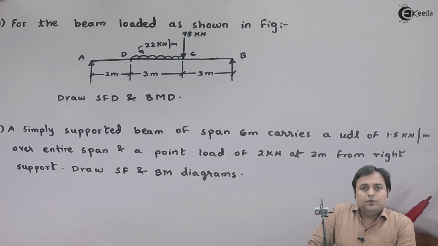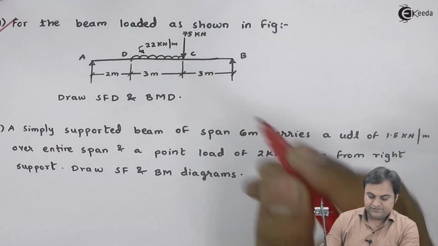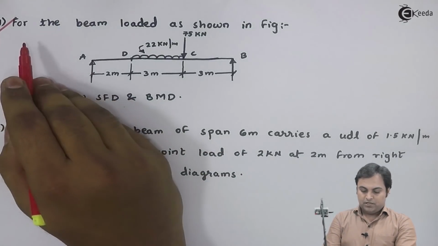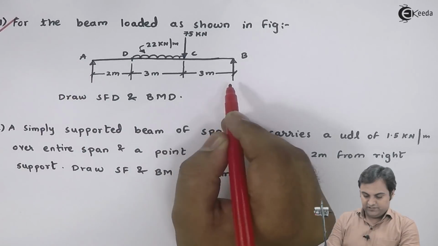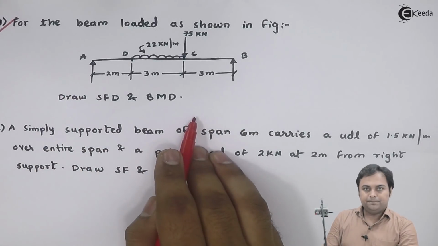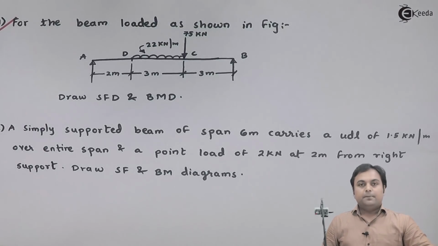Let us take some problems on shear force and bending moment. We are starting with question number 1. Let's take this example. For the beam loaded as shown in figure, here the diagram is given. Draw SFD and BMD. So first of all, whatever condition they have given, based on that we would be writing the data.